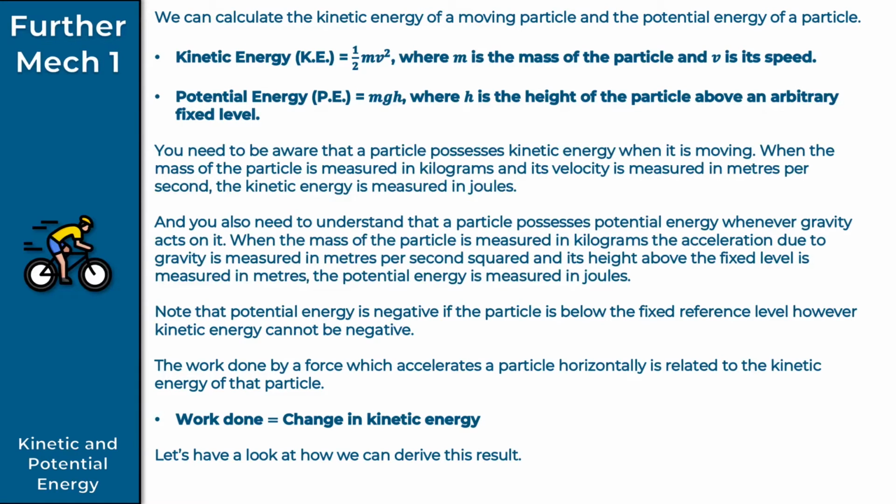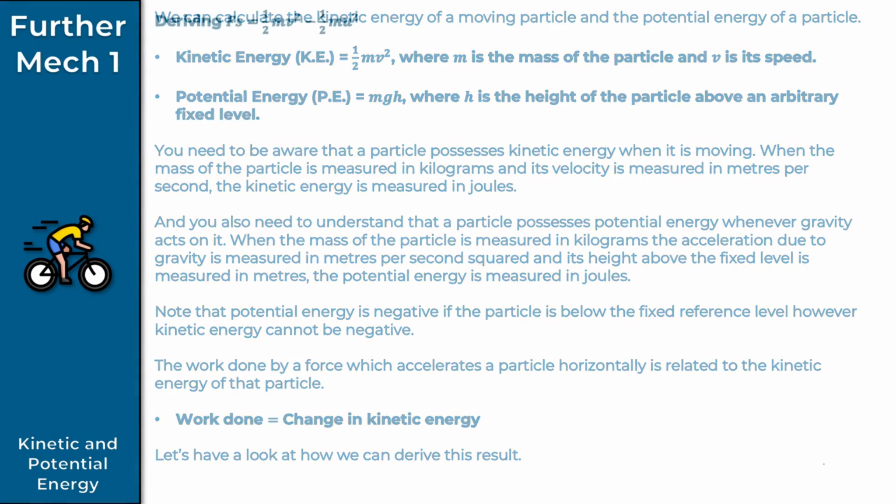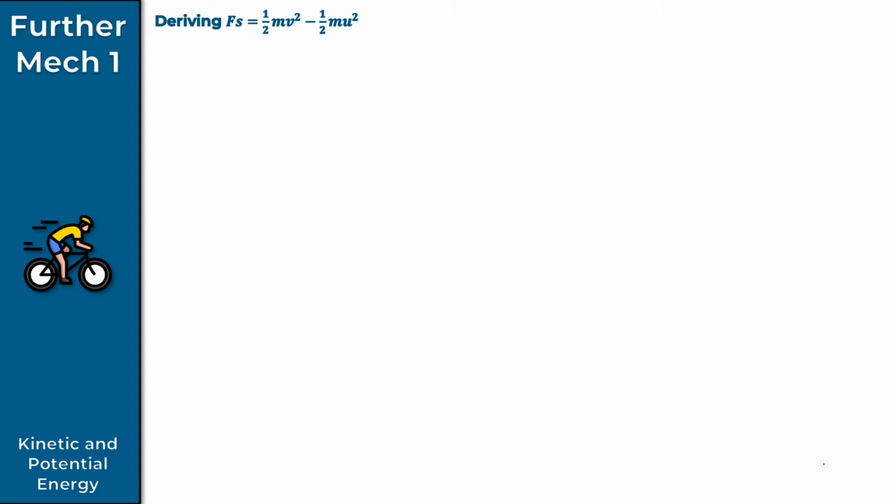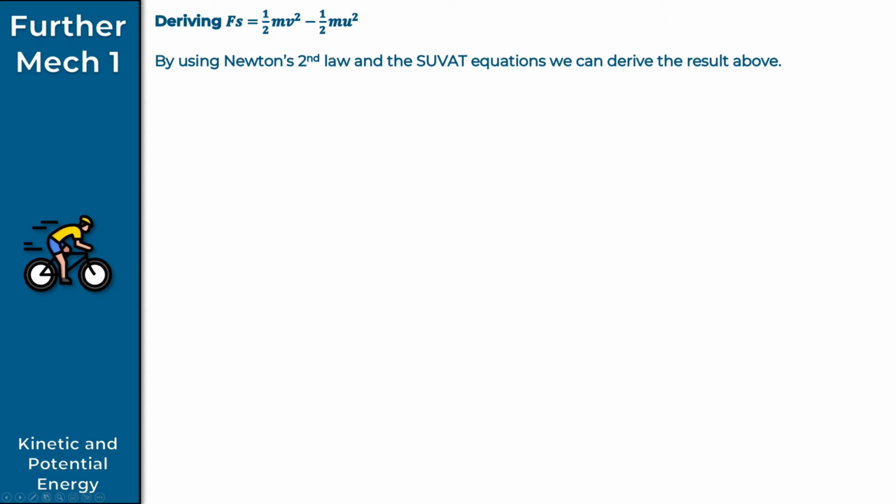So let's have a quick look at how we can derive this result ourselves, before we work through a couple of practice questions on kinetic and potential energy. By using Newton's second law, that's F equals ma, and the Suvat equations, we can derive this result. So F equals ma. This is Newton's second law. We'll call this equation 1.